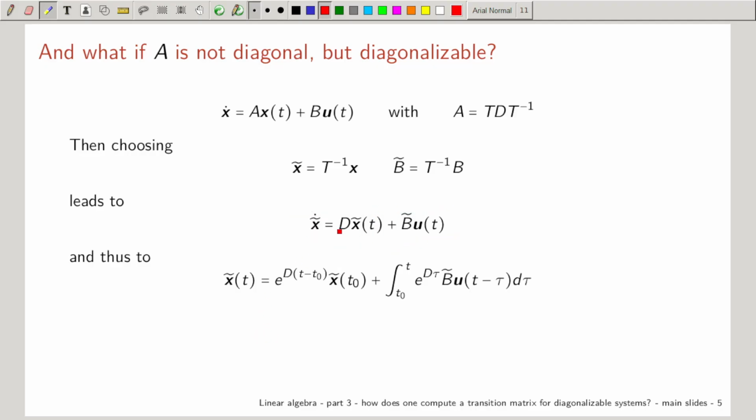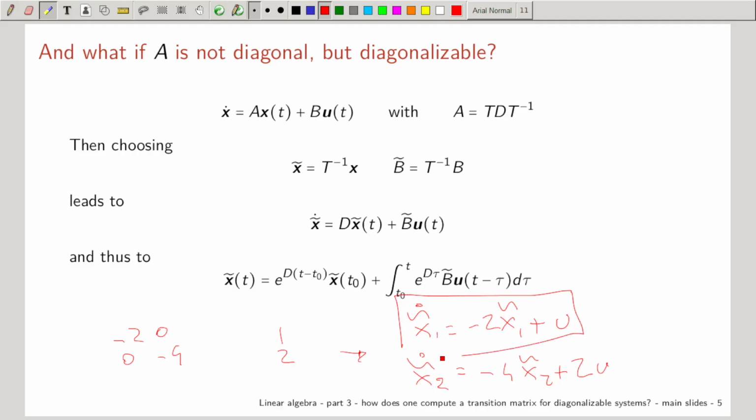Let's pretend that we have at this point Lambda equal to -2, 0, 0, -4, and B tilde is 1, 2. At this point, what do I have? I have two systems that are going to look like this one: x1 tilde dot is equal to -2 x1 tilde plus u, and x2 tilde dot is equal to -4 x2 tilde plus 2u. Are we together?